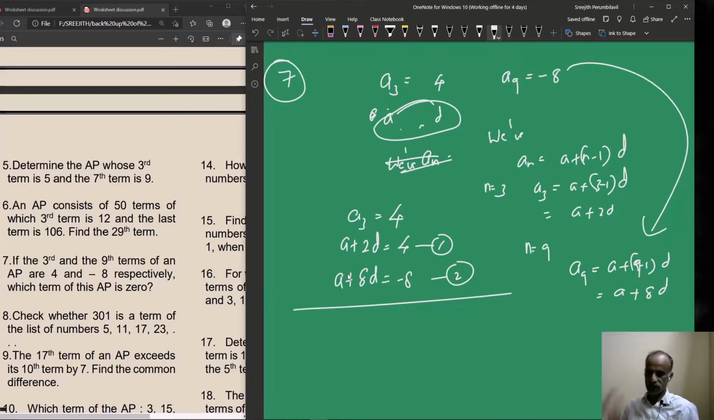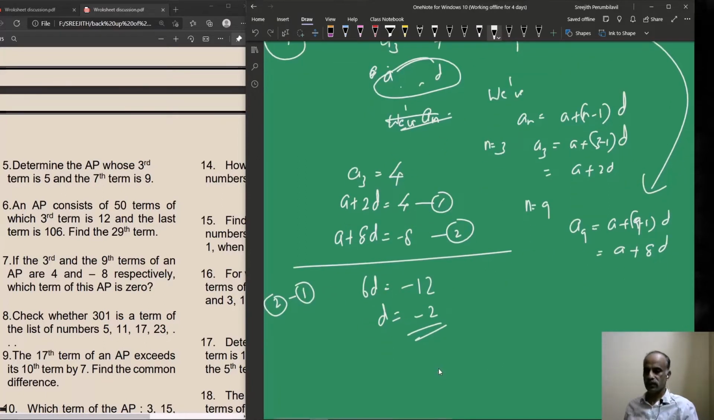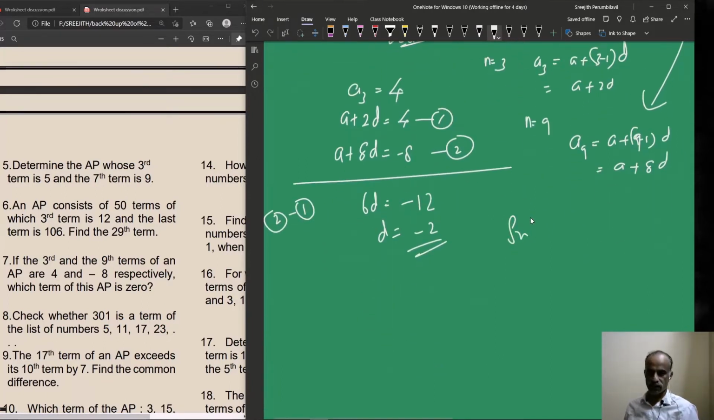We will solve again. In order to find the AP, we need two things, A and D. We solve again: 2 minus 1 means 6D is equal to -8 minus 4, that is -12, or D is equal to -2. Now substituting this value in relation number 1.